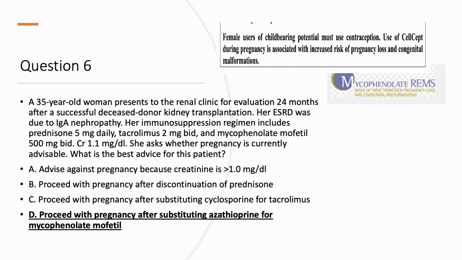A creatinine of 1.1 is fine as long as the patient is stable, good blood pressure, no acute rejection episodes, etc. Discontinuation of prednisone may lead to acute rejection, so it's a horrible idea. Substituting cyclosporin for tacrolimus doesn't do anything. Tacrolimus is safe for pregnancy, so it's not the issue. The issue is mycophenolate mofetil. There is a black box warning. It says that females of childbearing potential should use contraception if they're on CellCept, mycophenolate mofetil. Why? Because you have risk of congenital malformations and pregnancy loss.